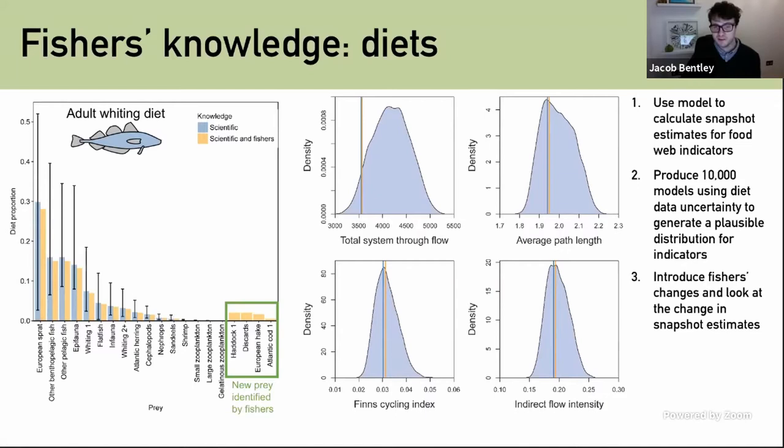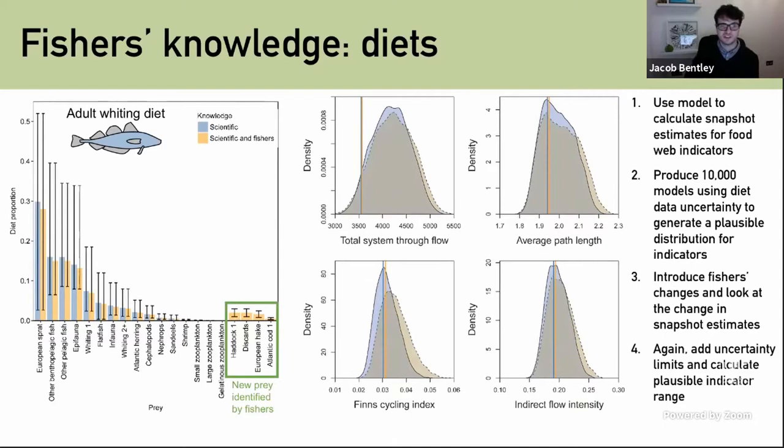And what we found with the addition of fishers' knowledge at this point was that it didn't have a huge impact on these whole ecosystem indicators, which is perhaps unsurprising when we consider that the fishers only altered the diets of about five or six functional groups in a model with about 41 functional groups. They identified 80 predator-prey interactions, 50 of which were already in the model. So it's 30 new additions and changes that they made. So the impact at the whole ecosystem level was small.